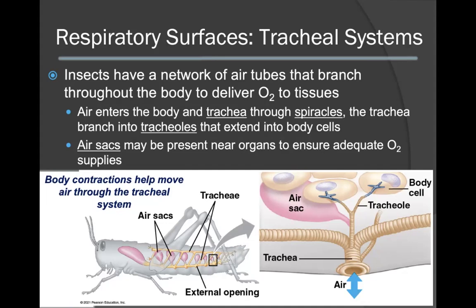These will then extend into body cells. Air sacs may also be present within the body, near organs, to help ensure adequate oxygen supplies. As the animal moves throughout its environment, body contractions will help move the air through the tracheal system.